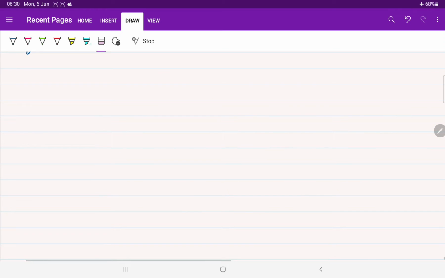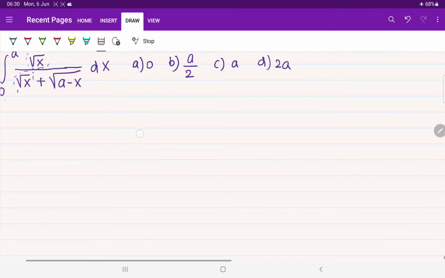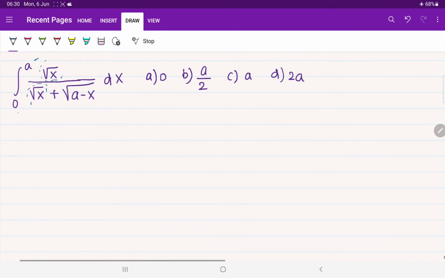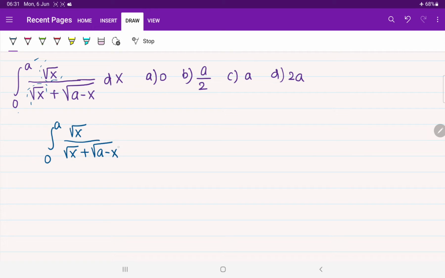In order to bring the solution for this type of question, what we have to do is take the same function. Just observe the numerator and the denominator. Let me write one more time, root of x plus root of a minus x into dx. Okay sir, that is the given function. Now give some name for this. Let me call this function I, and I am giving this equation number 1.